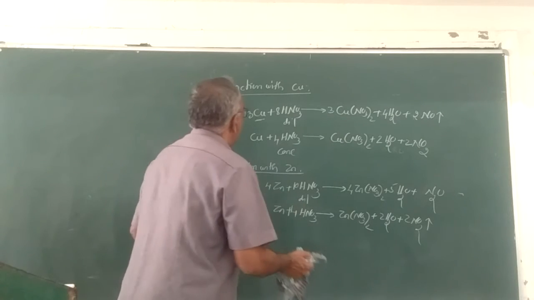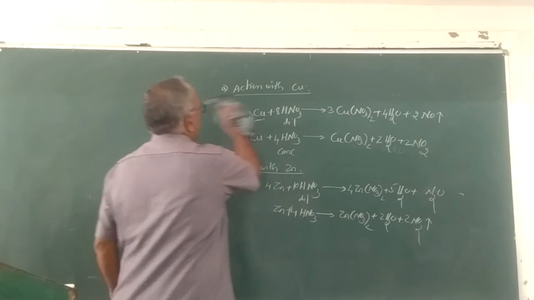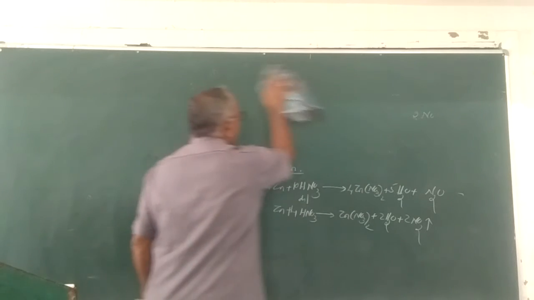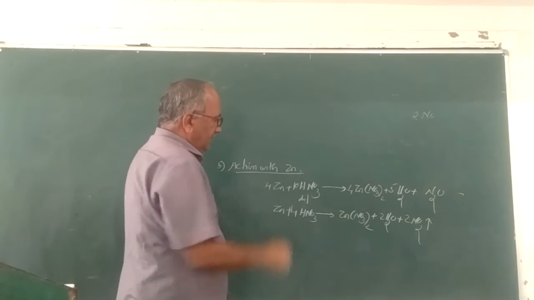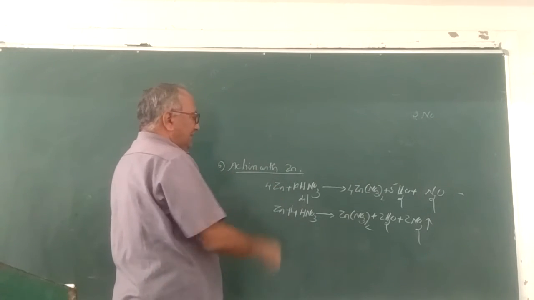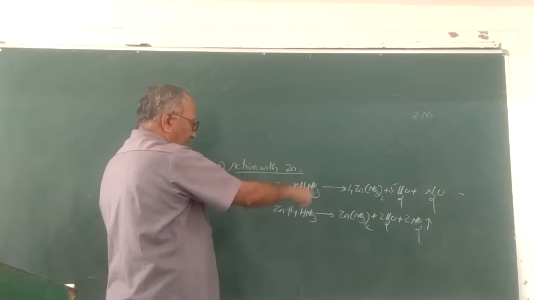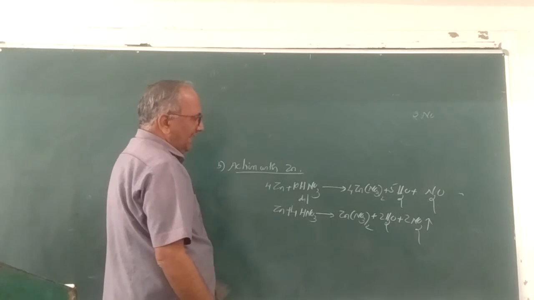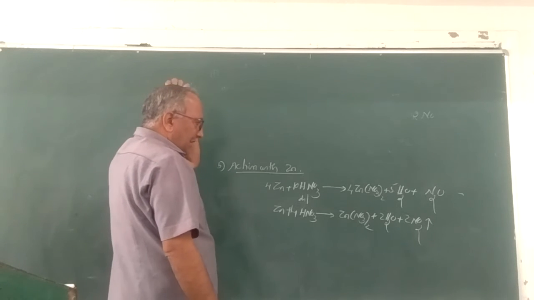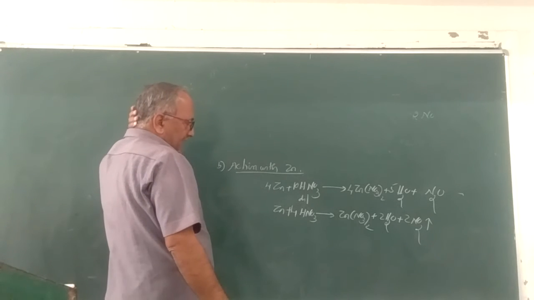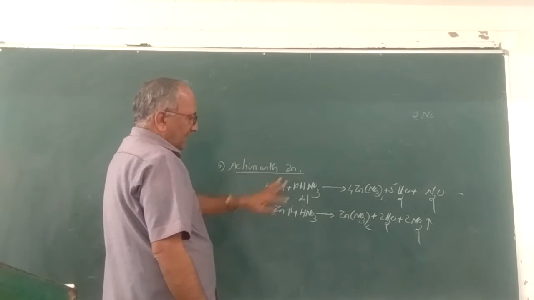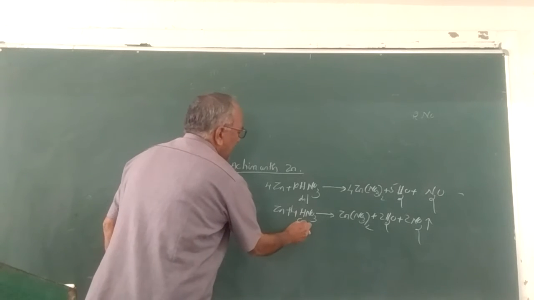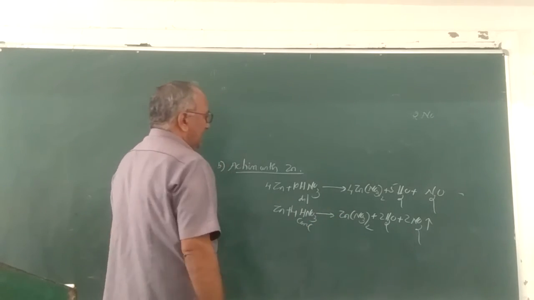Then the action with non-metals. These are the actions of metals like copper and zinc. So you have to take these equations and balance them. There may be a 2 mark question: what is the action of zinc with dilute nitric acid or with concentrated nitric acid? Write the balanced equation.